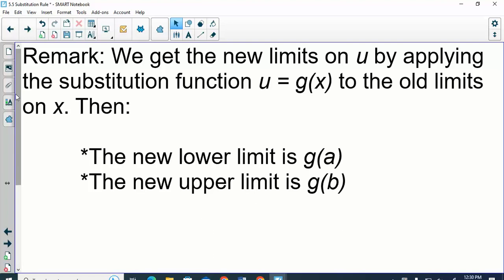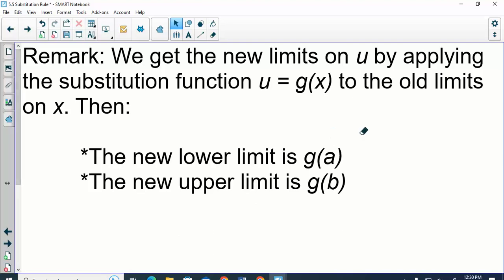So one option would be to do the problems like we did yesterday. So you plug in your u, you solve the problem, you replace the u back in terms of x, and then you evaluate the integral with the numbers given. So the top number minus the bottom number. The second option is to find new limits that match our u values.